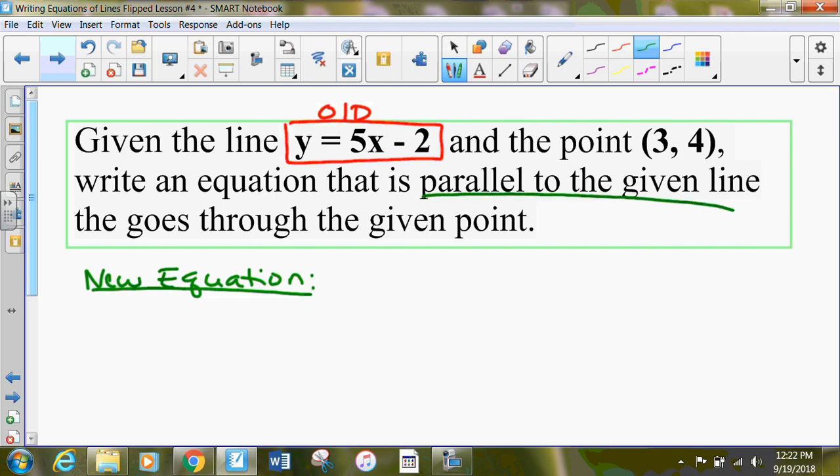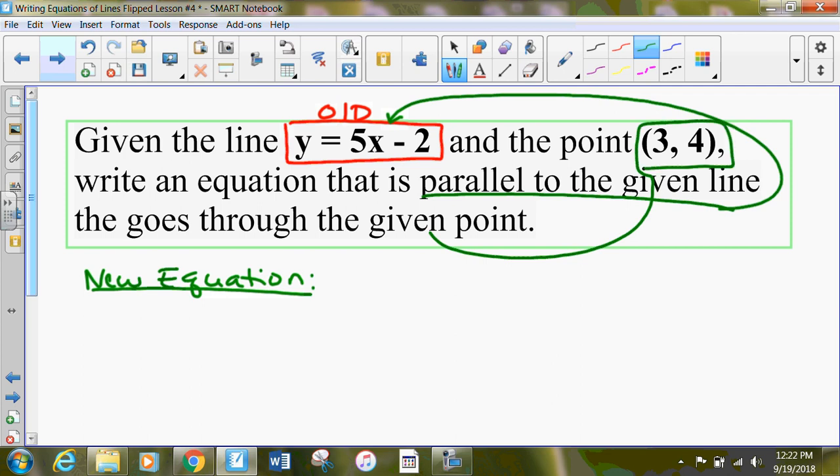So my new line has to be parallel to this old line. And it has to go through the given point. And the given point is here. So let's see if we've got this straight. If we want our new line to be parallel to the old line, we're going to take the same slope and say our new line will have the slope of 5. Our new line also has to include the point 3, 4. So I'll say plus, it has to include 3, 4.